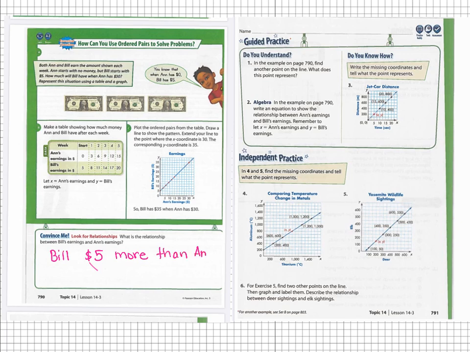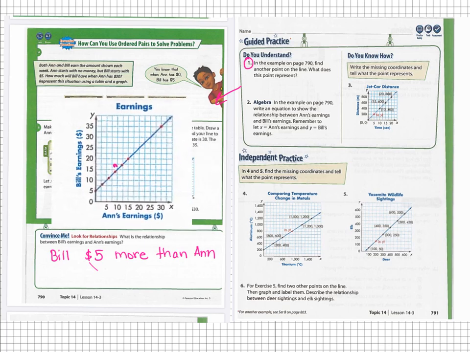Okay, so we are going to go up here and do this problem. It says in the example on page 790, find another point on the line, and which does that point represent? So we are going to expand this table just a little bit and take a look at it and put some points there. Okay, let's check it out.